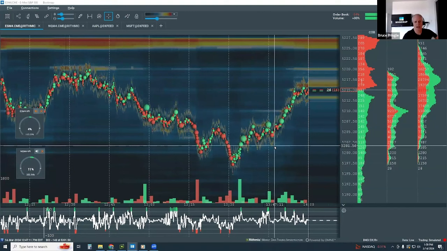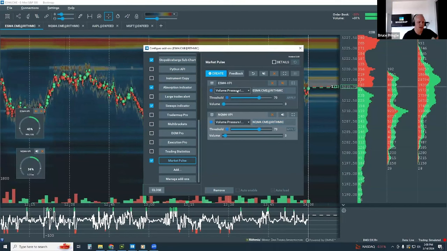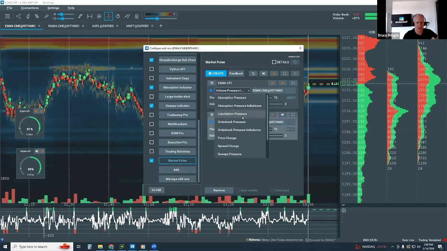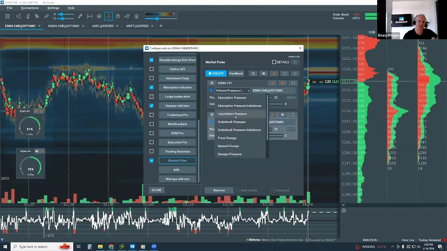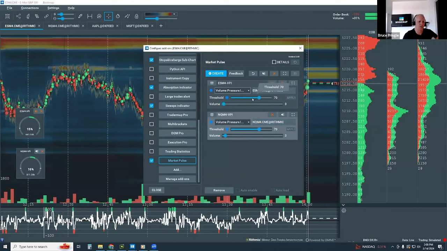And this is just one algo of many. Okay, so let me open that up again here and I'll show you. If I click here, we have absorption pressure imbalance, liquidation pressure for the, you can maybe hear it now as well on the ES, order book pressure. Liquidity pressure or liquidation pressure is for the crypto markets, very unique. We have the price change, the spread change, sweeps pressure, and volume pressure. Okay, we are adding more as well.